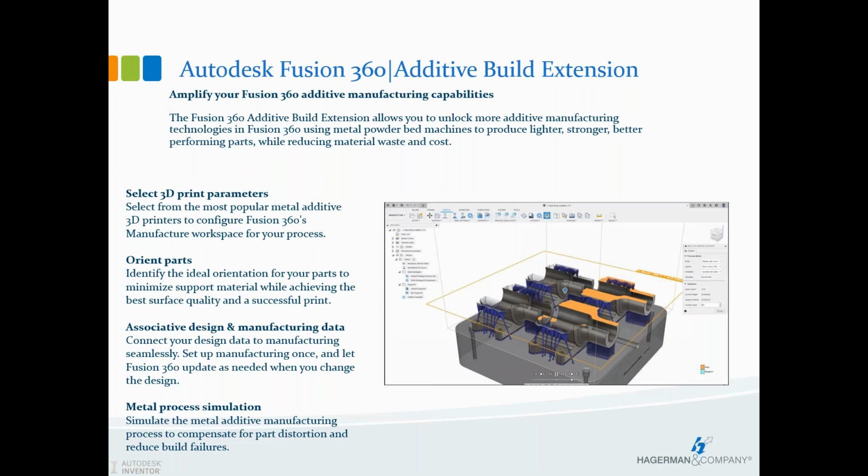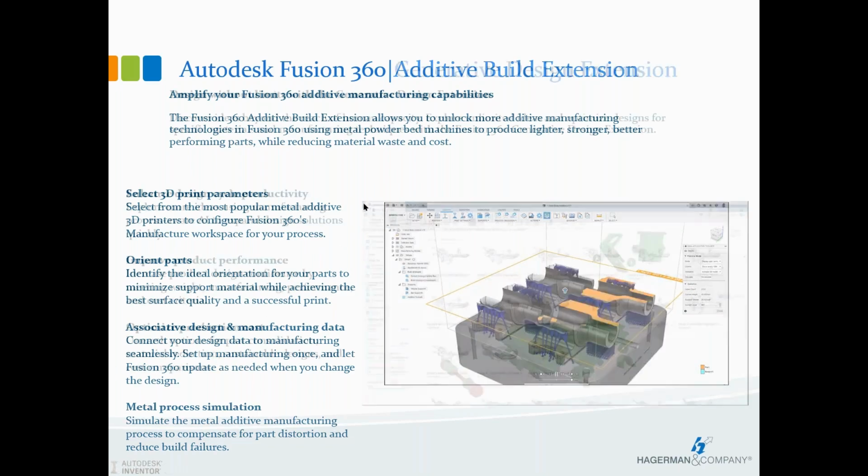We're going to be able to select from the most popular metal additive 3D printers to configure Fusion 360's manufacturer workspace for our process. Identify the ideal orientation for parts to minimize support material while achieving the best surface quality and a successful print. And connect our design data directly to manufacturing relatively seamlessly. Set up manufacturing once, let Fusion update as needed when the design changes. And then finally, simulate the metal additive manufacturing process to compensate for part distortion and reduce build failures.